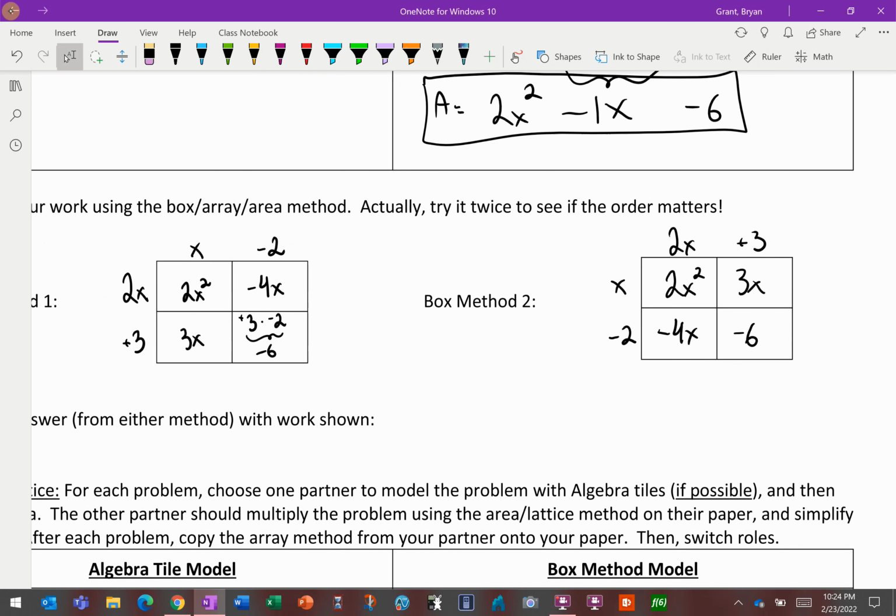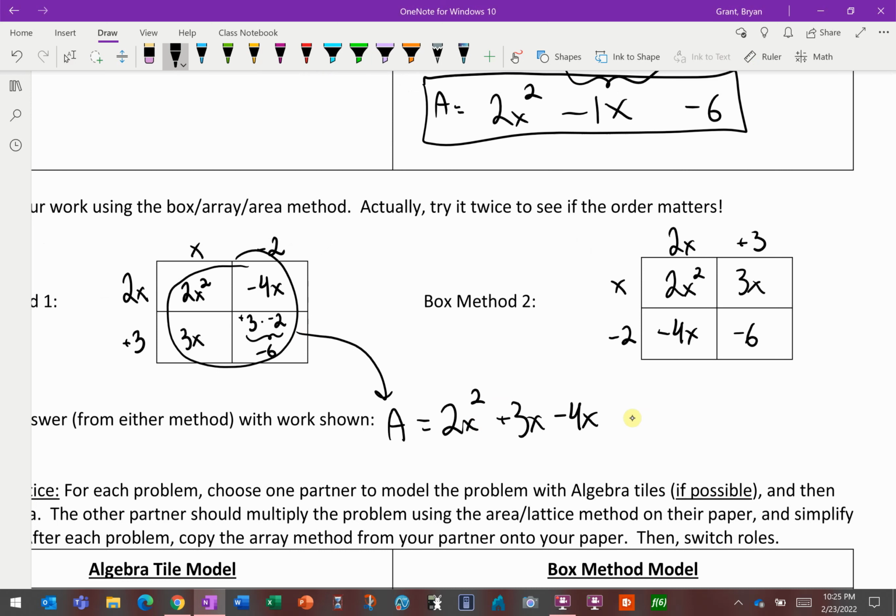Okay, are we done? No, we need to take the interior of the box and combine like terms, right? So our area then is 2x squared, there's a positive 3x and a minus 4x, and then there's a negative 6. And combining like terms, we get 2x squared minus 1x minus 6.